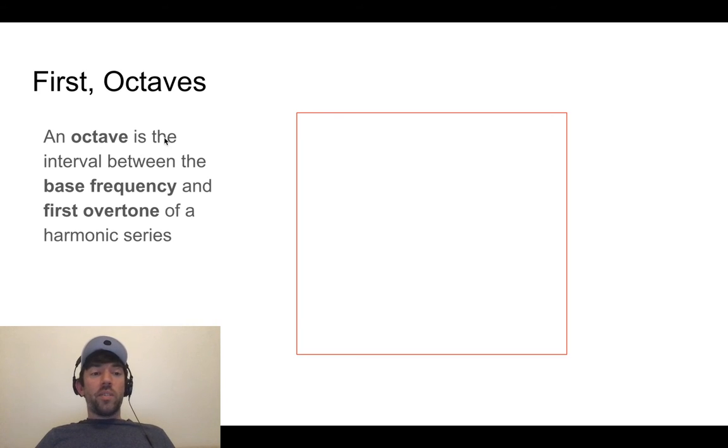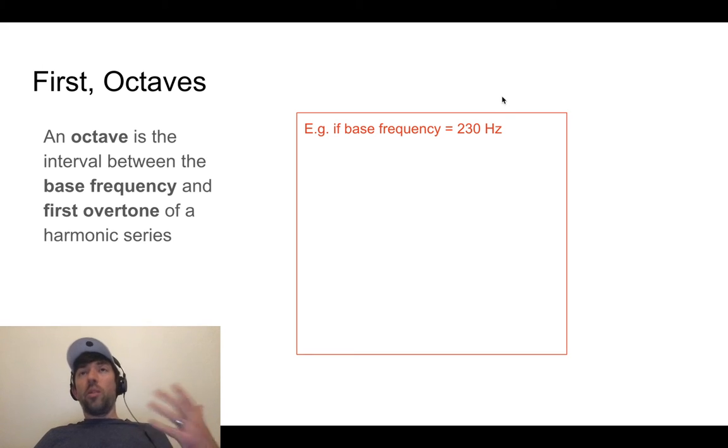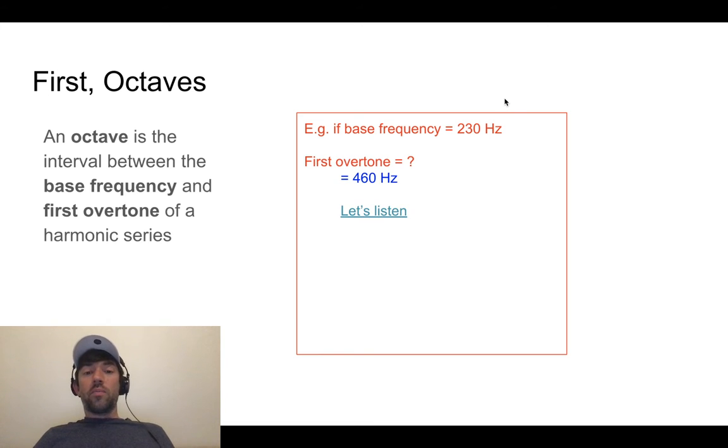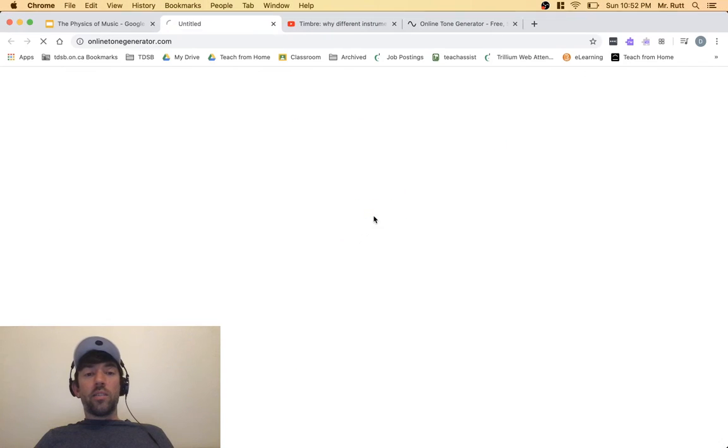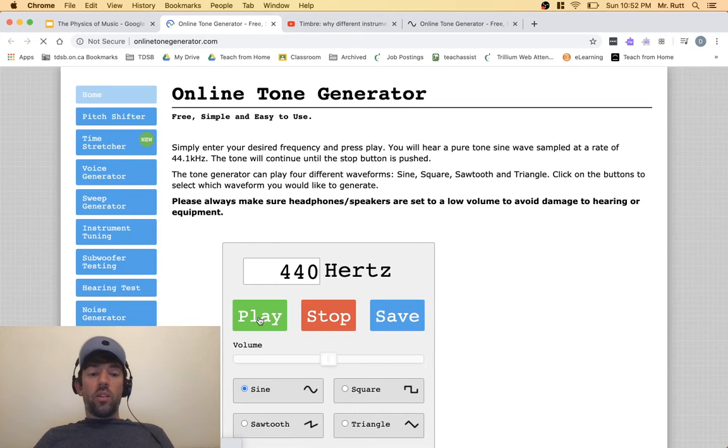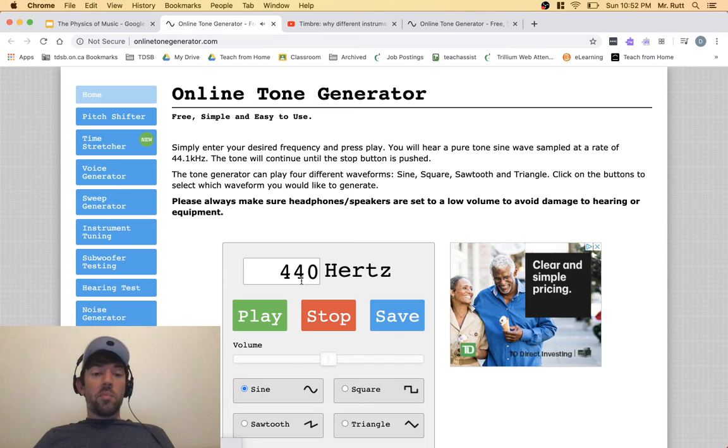An octave is the interval between the bass frequency and the first overtone of a harmonic series. Remember, for example, if the bass frequency is 440, overtones are multiples of that. So the first overtone is double, so the first overtone is 880 hertz. Now let's listen to that to see what that sounds like. So there's 440. Let me play the first overtone, which is double, 880.